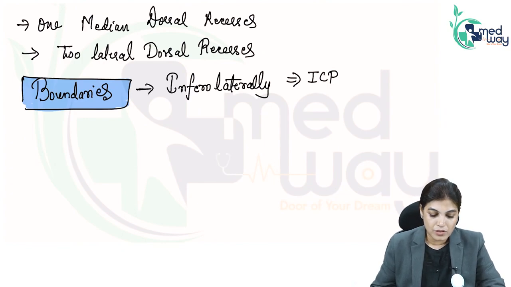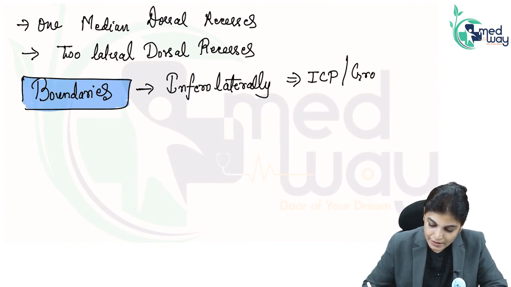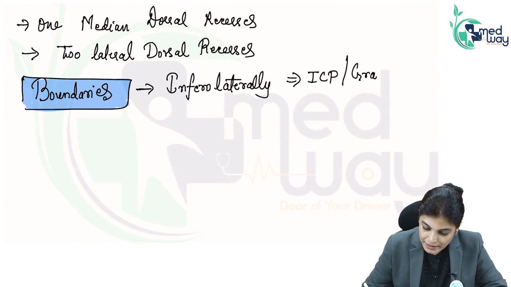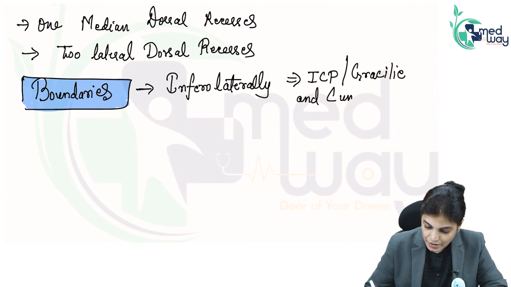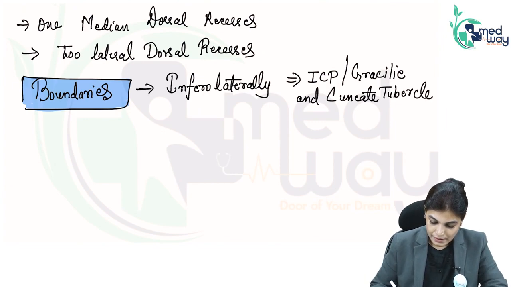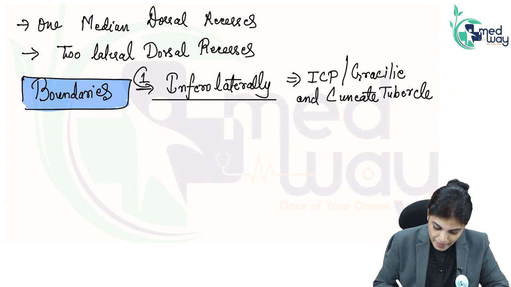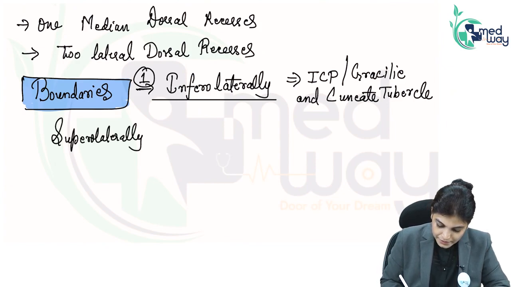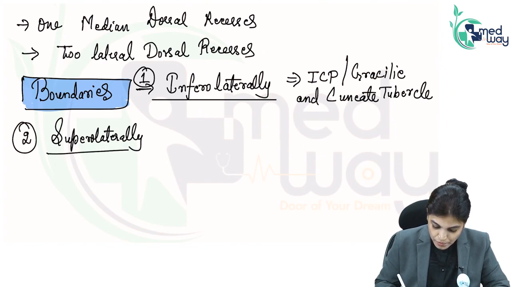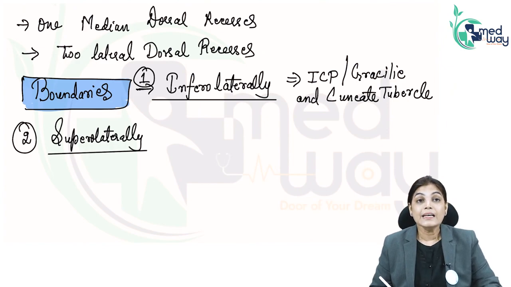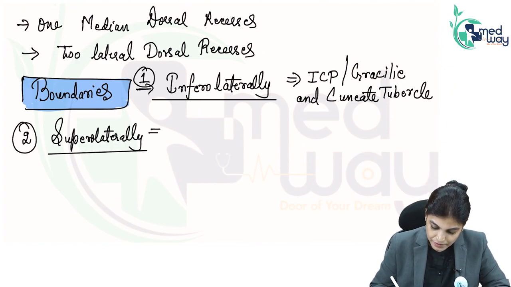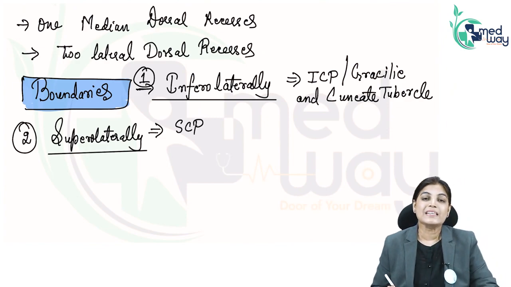Infralaterally, it is not only the ICP; it is also supplemented by the gracile and cuneate tubercles. Now talking about the supralateral aspect, it is bounded by the superior cerebellar peduncle, the SCP.